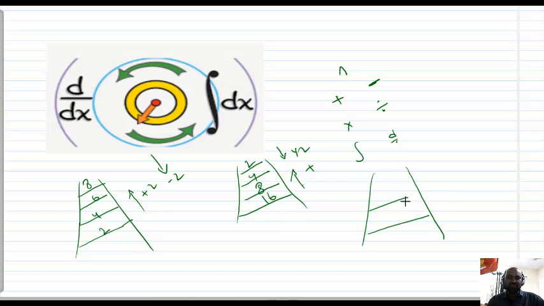For example, on these rungs f of x is given and this is g of x. If f of x is differentiated, you get g of x. If g of x is integrated, then we will get f of x.